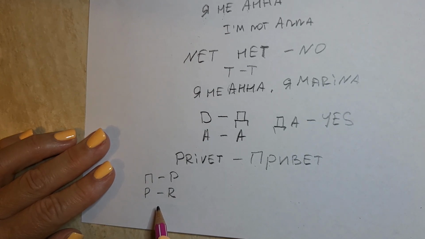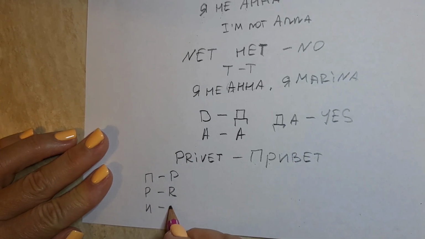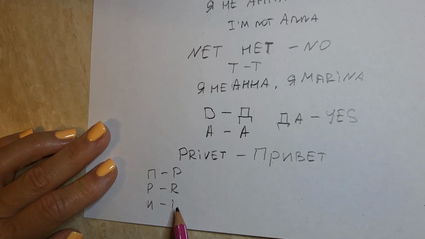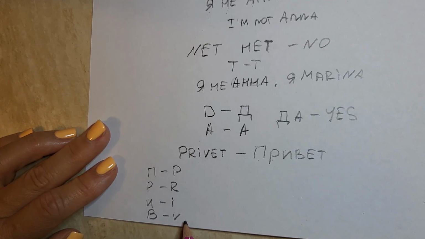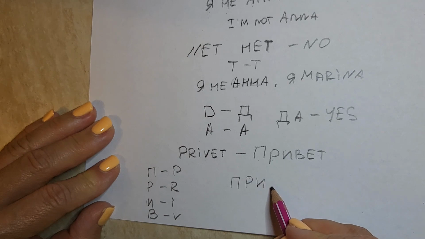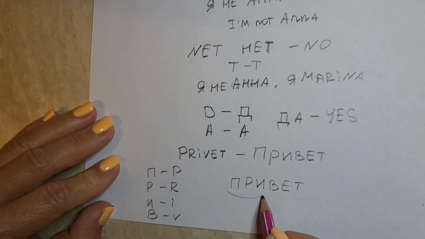And now you can see the letter N reversed. E. This is the sound E. It looks like N reversed and sounds like E. The letter B in Russian has the sound V. V. A contradictory letter. V. П, Р, И, В, Е, Т. Привет. Привет.